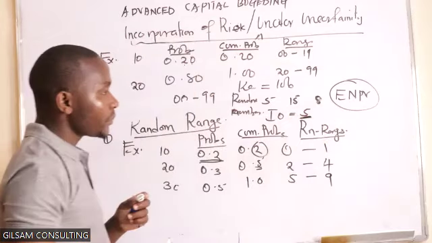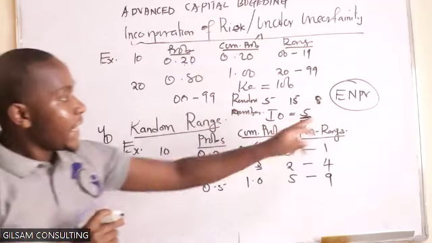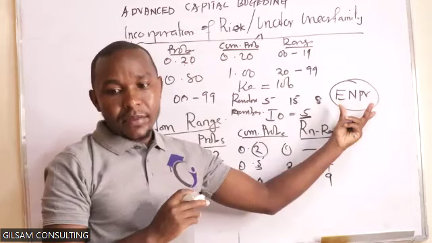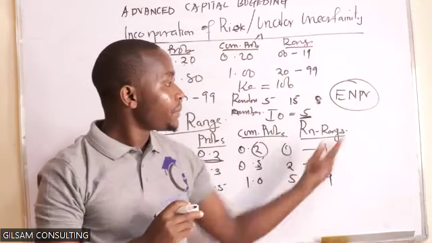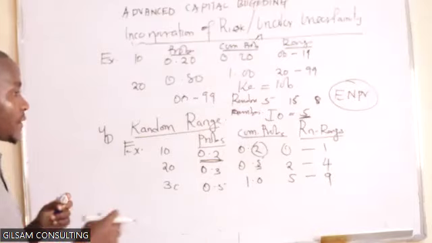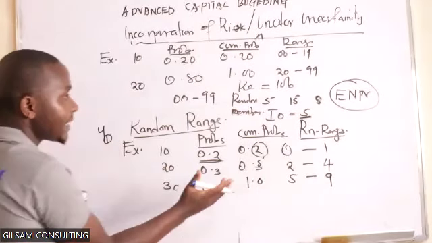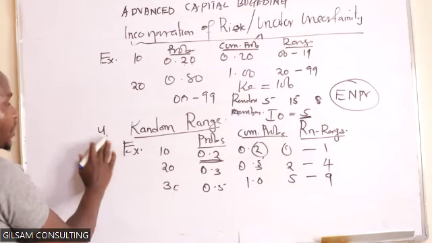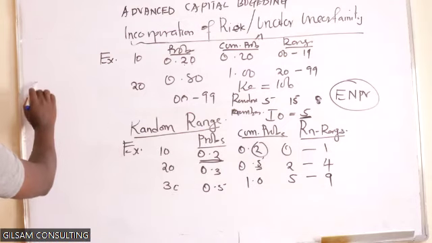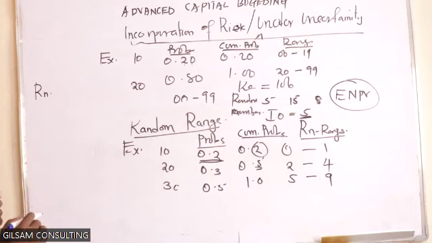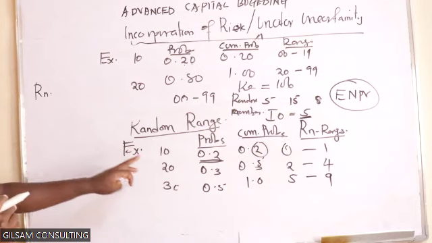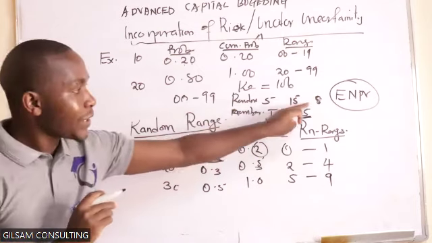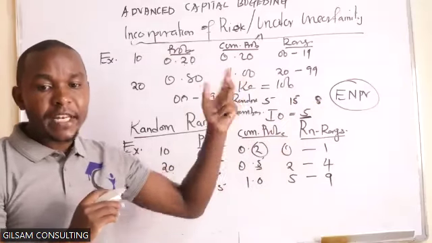They are asking for the expected net present value. You have done the first step. The second step is to allocate the cash flow, so you will come here and write the number of runs. Based on our random numbers, how many runs do we get?